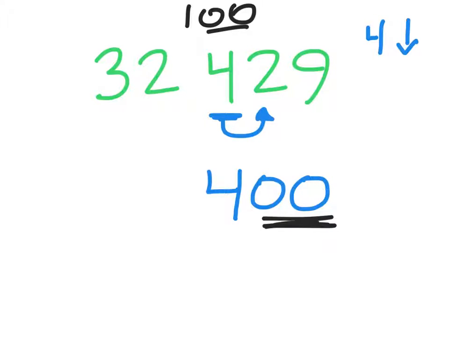But that's not quite right. I'm not done yet. Am I missing something? You bet. I'm missing the 32. I can't forget about the numbers in front of the 4. So 32,429 rounded to the nearest hundred becomes 32,400. Let's do one more example.